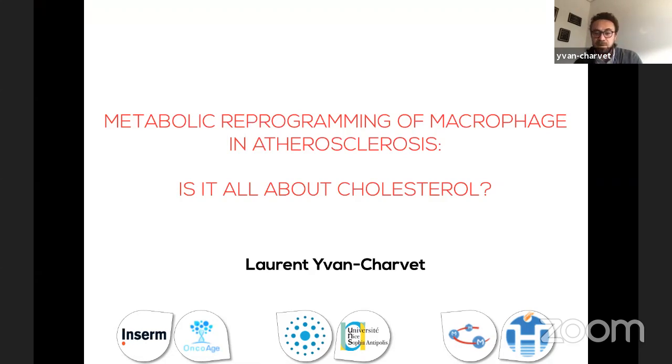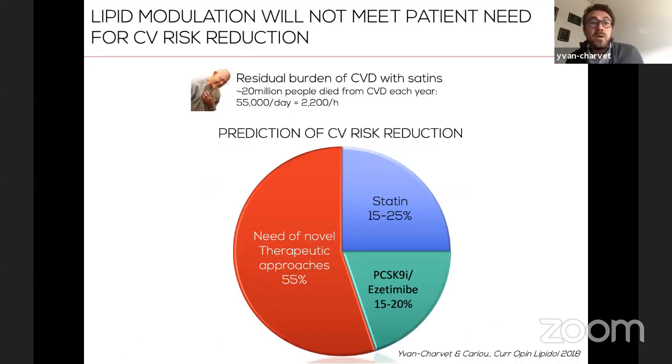So the title of the presentation is the metabolic reprogramming of macrophages in atherosclerosis, and is it all about cholesterol? We know that lipid modulation will not meet the patient need for cardiovascular risk reduction, and every day we have more than 50,000 patients dying from cardiovascular disease. I don't want to make a comparison with COVID, but we could. Despite the fact that we have statins or other lipid lowering therapy, you can clearly see that there is still a need for novel therapeutic approaches.